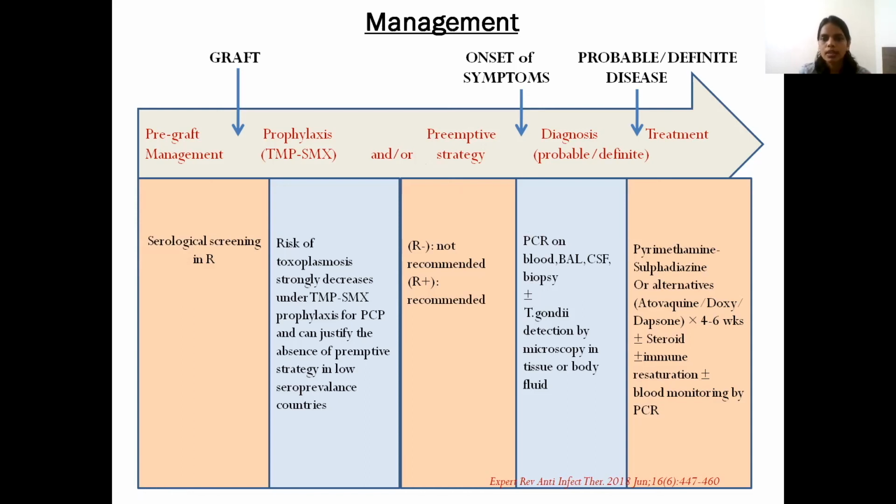When there is probable or definitive disease, the treatment should be started as early as possible. The drug of choice is pyrimethamine with sulfadiazine, and alternatively atovaquone with doxycycline can also be used. Treatment duration is 4 to 6 weeks. Whenever possible, immunosuppressant drugs should be discontinued. Blood monitoring by PCR should be done. And in case of cerebral edema, steroids are used.